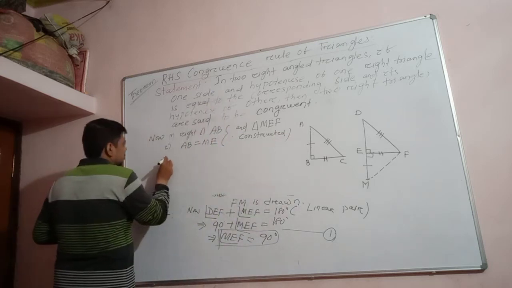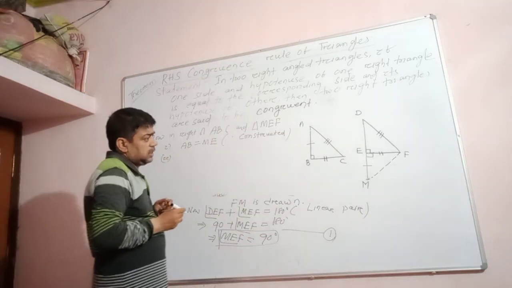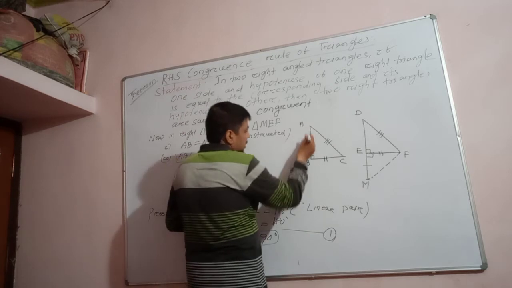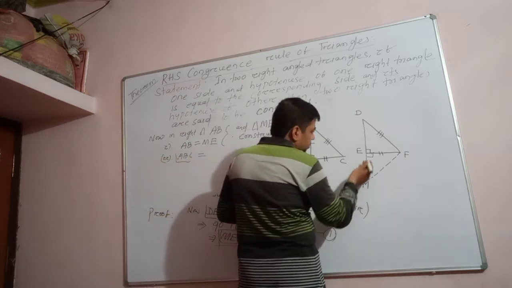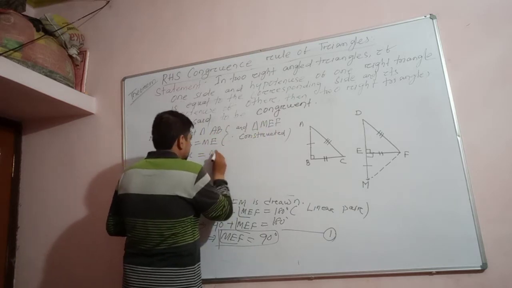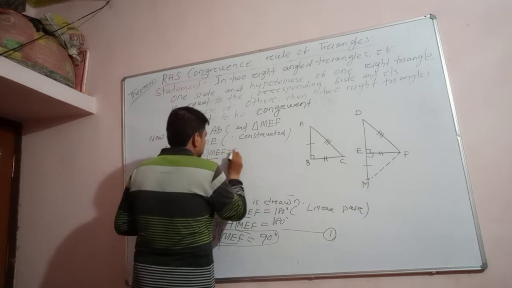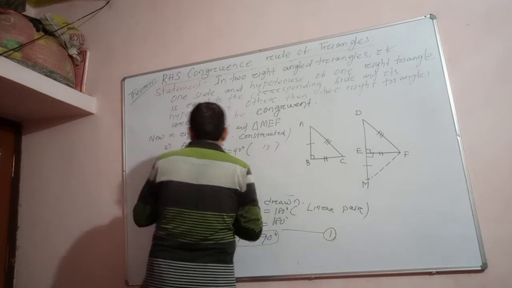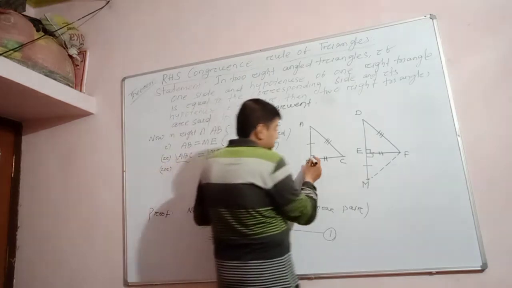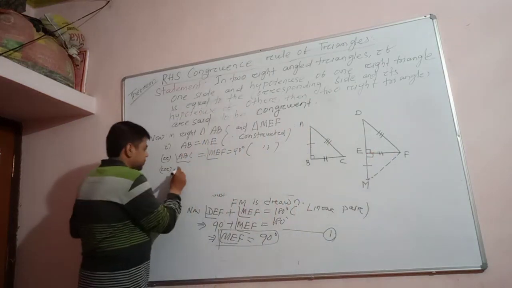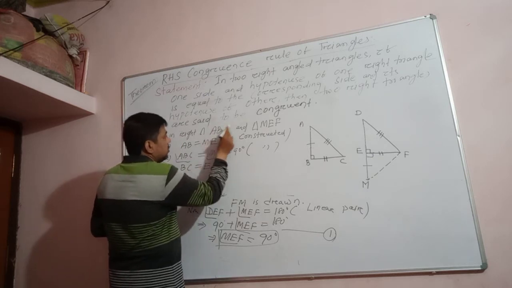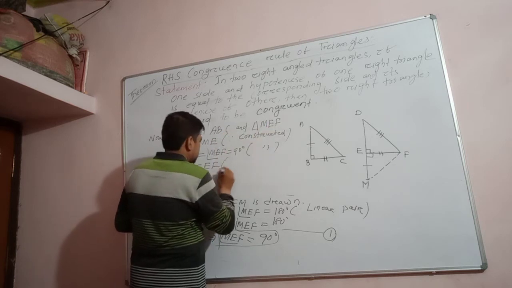Second one: angle ABC is equal to 90 degrees, and similarly angle MEF is also 90 degrees. Third: BC is equal to EF. Look here, BC is equal to EF, so it is also given.